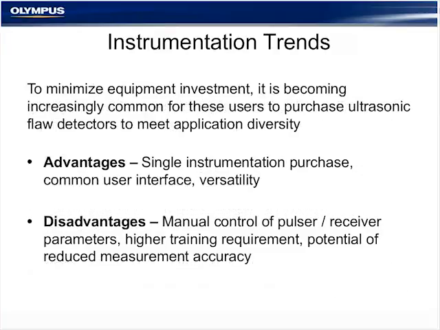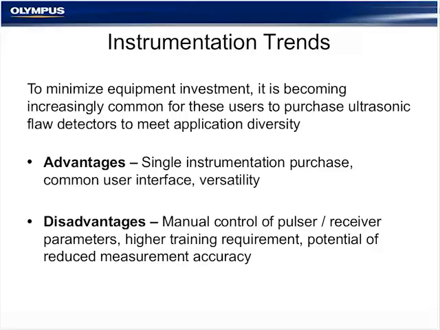And of course, there's advantages to this. A single instrument purchase certainly lowers the overall investment that a company needs to make to attack a variety of ultrasonic applications. And typically, that single instrument purchase is going to be a flaw detector. Most flaw detectors can also do corrosion measurements, whereas most corrosion gauges are dedicated just for corrosion. They're not able to also do angle beam inspection and other flaw detection applications.